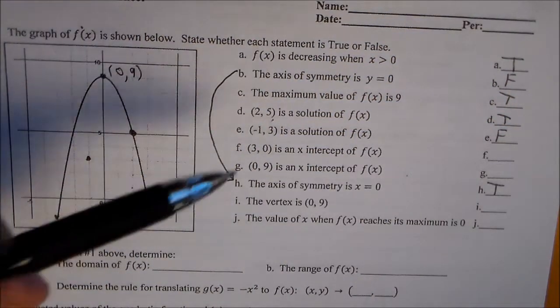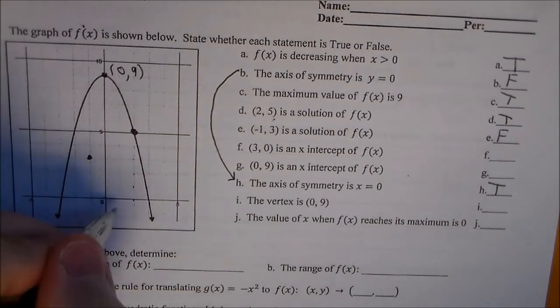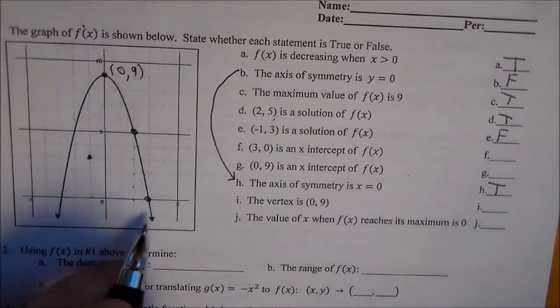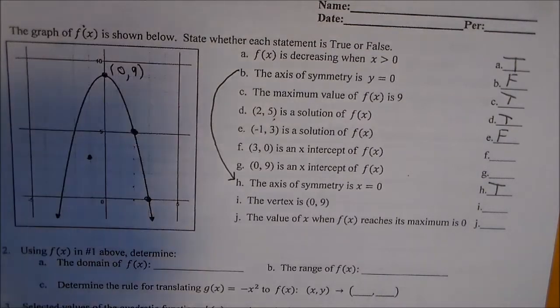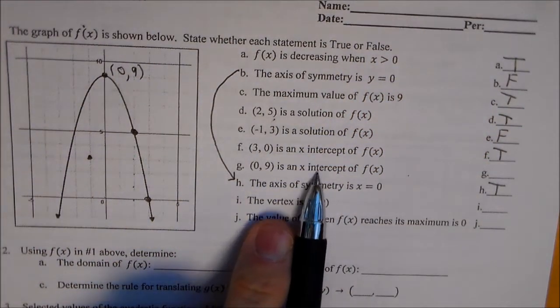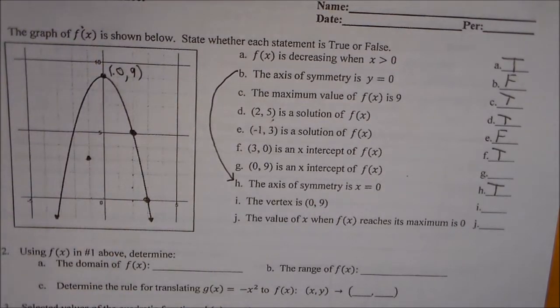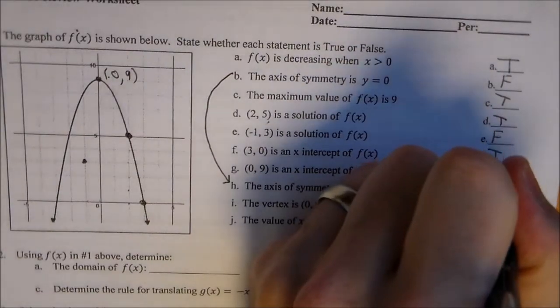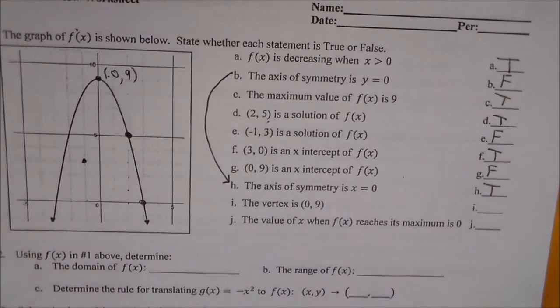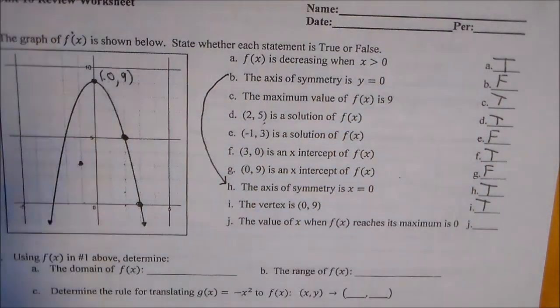That is false. 3, 0 is an x-intercept. 3, 0 would be right here. That is an x-intercept. That is where it hits the x-axis, so we'd say that is true. 0, 9 is an x-intercept. Well, 0, 9 is up here. That is where it hits an axis, but that is not where it hits the x-axis. That's where it hits the y-axis, so that is false. The vertex is 0, 9. We're good with that. That's true.